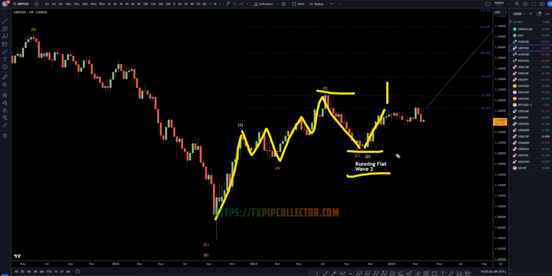And whether or not the wave 2 is over, I guess, is kind of questionable. I think it more likely is going to go down more to finish the wave 2 before it actually does go up and finish or start that wave 3 like I showed on the monthly.